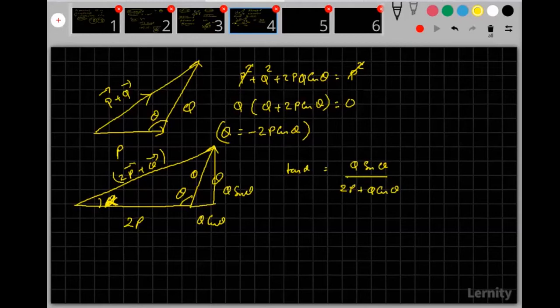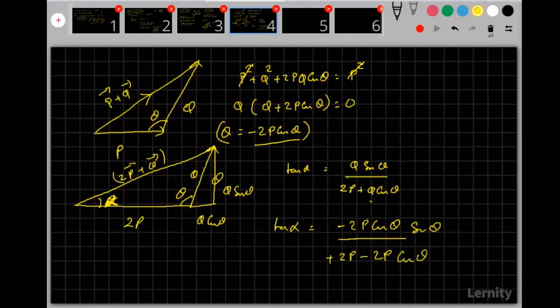Okay, this is what I can say. Then, since Q is equal to minus 2P cos theta, I'll get tan alpha is equal to minus 2P cos theta into sine theta divided by 2P minus 2P cos theta. So the 2P will get cancelled.